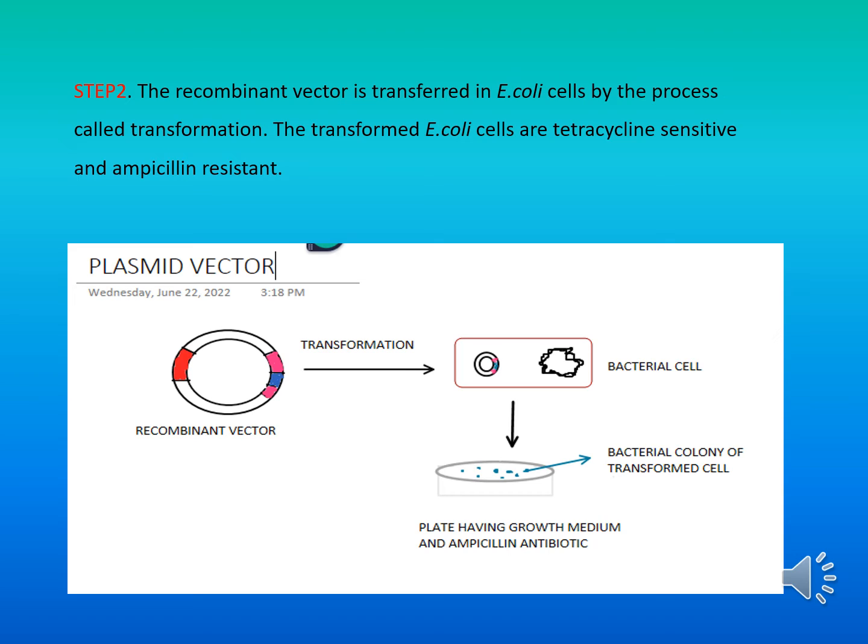This antibiotic is included in the medium because the first selection is whether the vector enters the bacterial cell or not. If the vector is present in the cell, then this bacterial cell is able to grow in this medium which contains the antibiotic ampicillin. If the bacterial cell doesn't have a vector, then this bacterial cell cannot grow on this growth medium. This bacterial cell gains resistance from the vector.